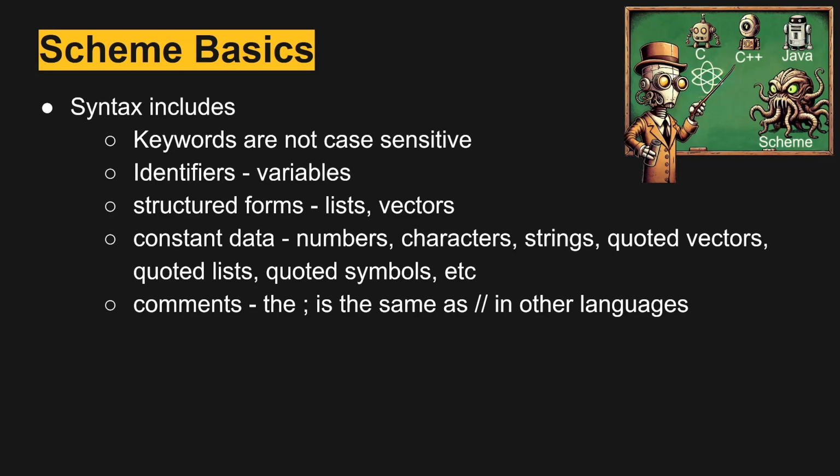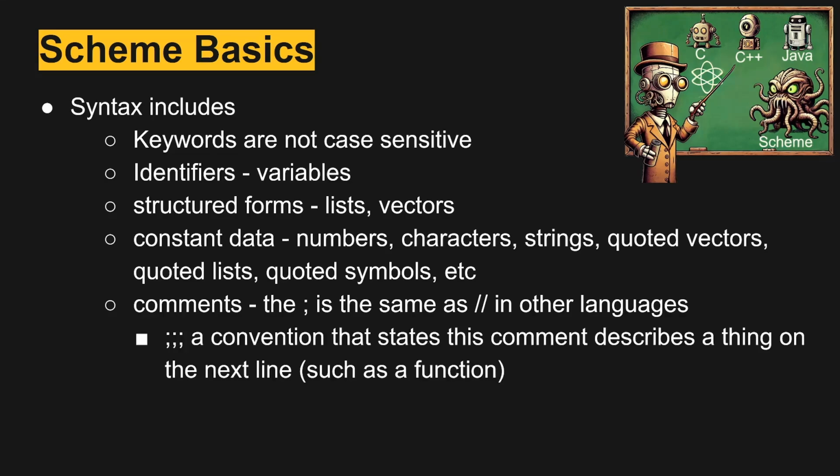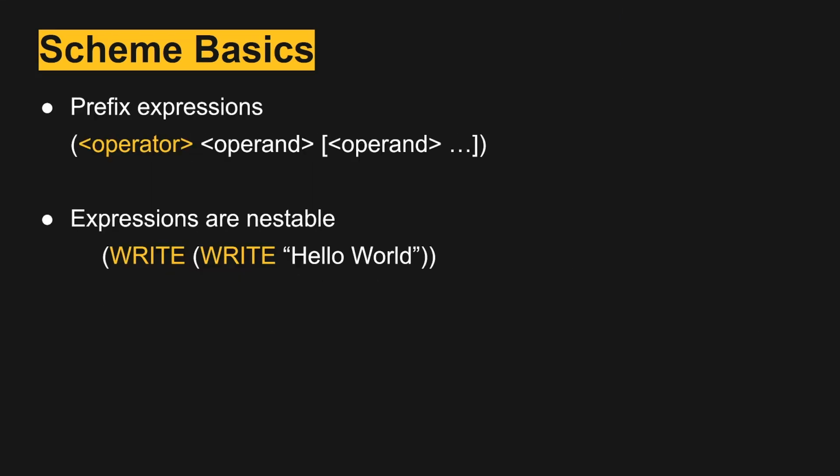The comments are different. If you want to leave a comment, it uses a semicolon instead of a forward slash or a forward slash star. And then for describing functions, for documentation, the convention is to use 3 semicolons in a row.